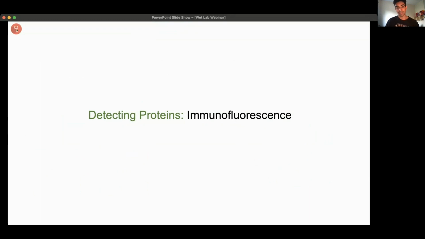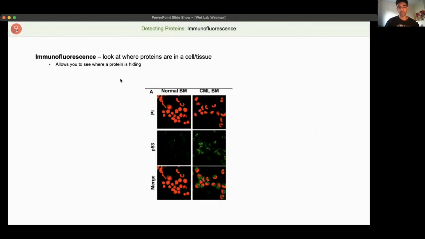So the last method of detecting proteins is probably the coolest but most difficult to carry out: immunofluorescence. And I'm sure a couple of you have heard about immunofluorescence. Immuno for antibodies, fluorescence for fluorescence. And it's used to detect proteins in cells. So you can actually localize where a protein is. So if you look at the middle to the green panels, they're looking for p53, which is a tumor suppressor gene in your cell.